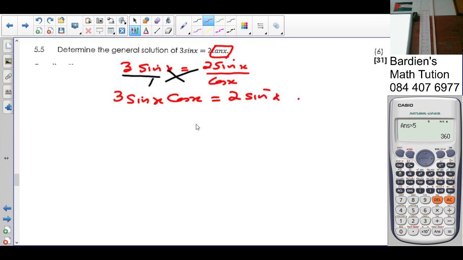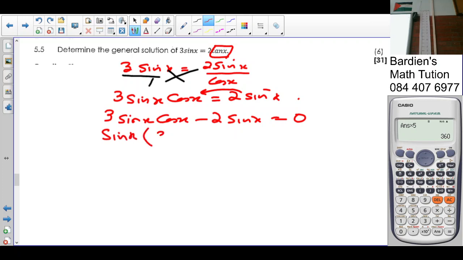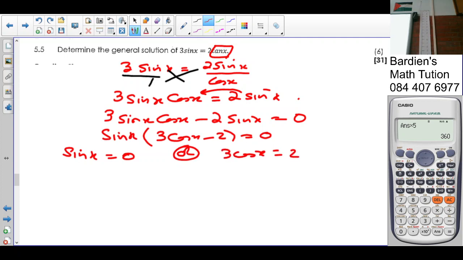Now can I divide both sides by sine x? No. Why? Because you will be losing a solution. So we bring this over the equal sign. So it becomes 3 sine x cos x minus 2 sine x equals 0. So what do we notice now? Sine is common. So we get sine x into 3 cos x minus 2 is equal to 0. So what do I say now? Sine x is equal to 0 or 3 cos x minus 2 is equal to 0.